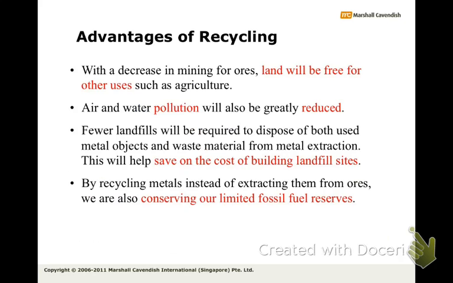So basically when you are recycling, you don't need to use mining anymore. You are conserving, limiting your use of fossil fuel. You don't need to use electricity to feed all these people with lights and energy and stuff like that.